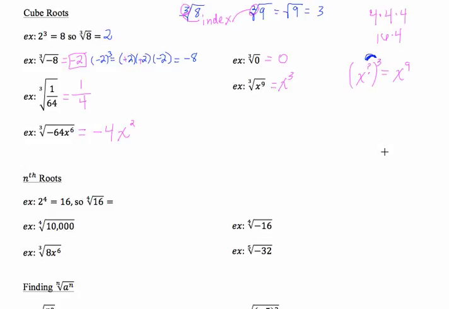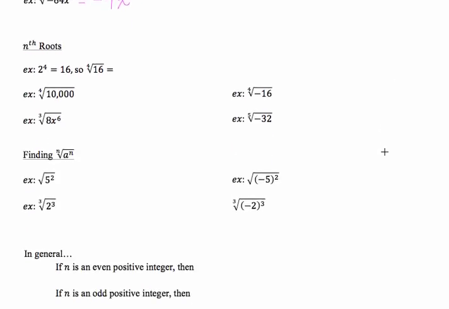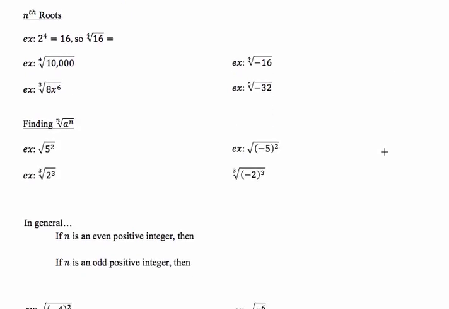Okay, not only can you take square roots or cubed roots, you can actually take 4th roots, 5th roots, 6th roots, and so on, and it just goes on from there. These are nth roots, where n can be any number. So let's look at 4th roots first. Okay, 2 to the 4th is 16, so the 4th root of 16 would be 2.